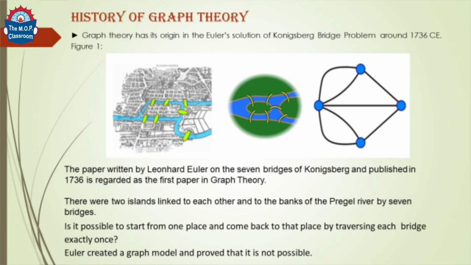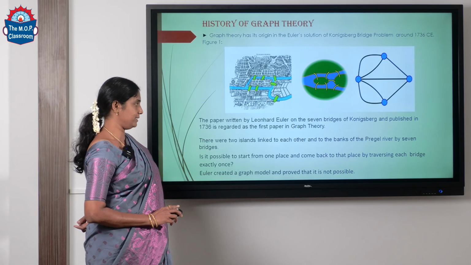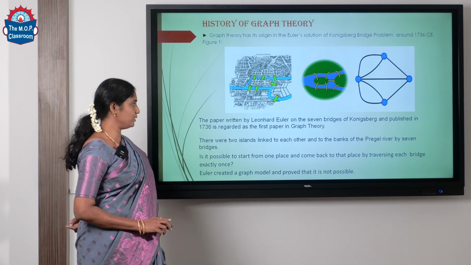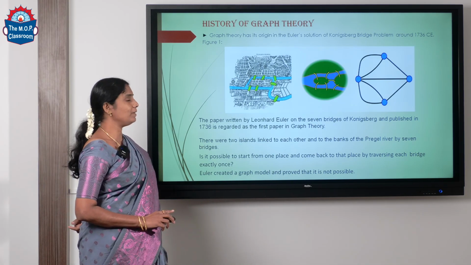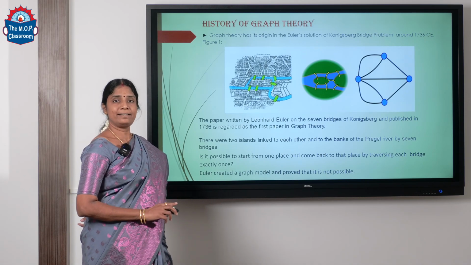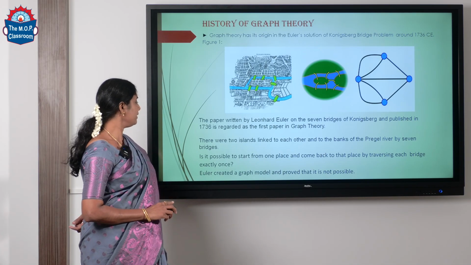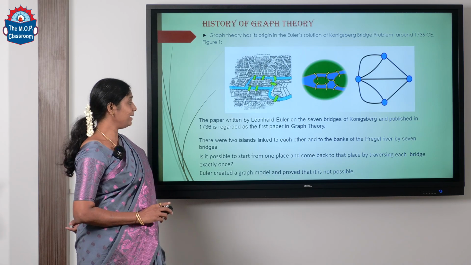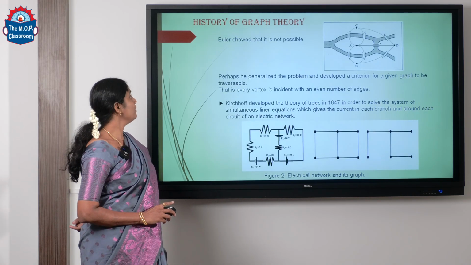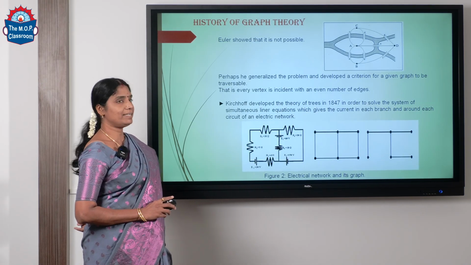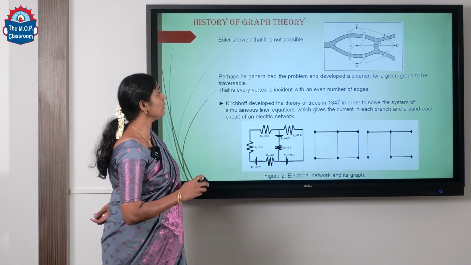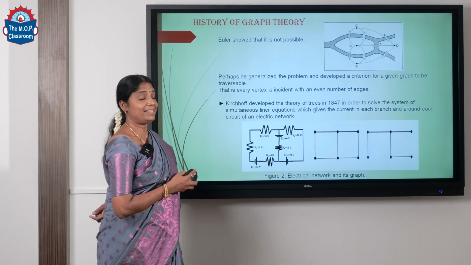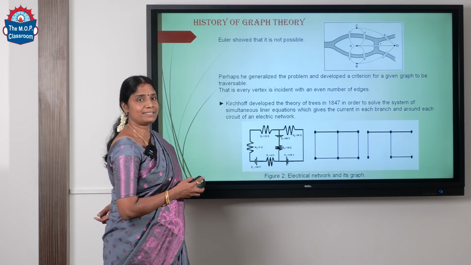And the problem in those days was that a person has to start from one place or a city and come back to the same city, crossing all the bridges exactly once. So this problem remained unsolved until Euler approached it. Now Euler created this as a graph model and proved that it is not possible. So he showed that any real life situation can be connected to a graphical model where you construct some vertices and edges, and he proved that the problem doesn't have a solution.